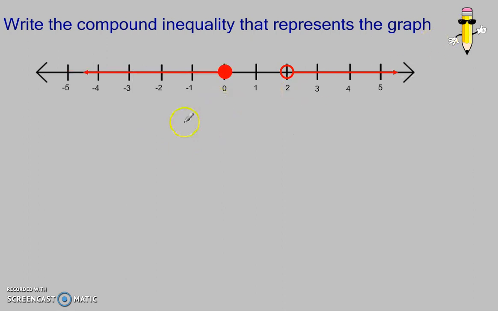So here we have x is less than 0. Now notice this is filled in, so it's less than or equal to 0. Or x is greater than 2. 2 not included. Okay, go ahead, pause, and try this one yourself. Okay, so that is x is less than or equal to -2, or x is greater than or equal to 1.